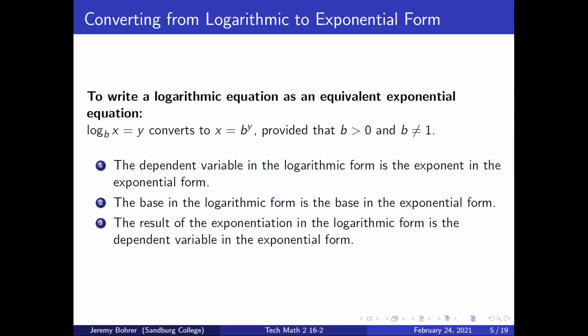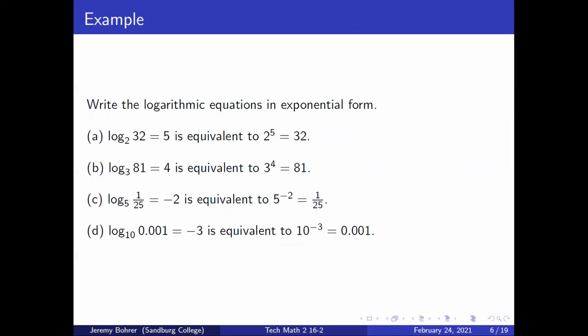To write a logarithmic equation as an equivalent exponential equation, log base b of x equals y converts to x equals b to the y, provided that b is greater than 0 and does not equal 1. The dependent variable in the logarithmic form is the exponent in the exponential form. The base in the logarithmic form is the base in the exponential form, and the result of the exponentiation in the logarithmic form is the dependent variable in the exponential form.